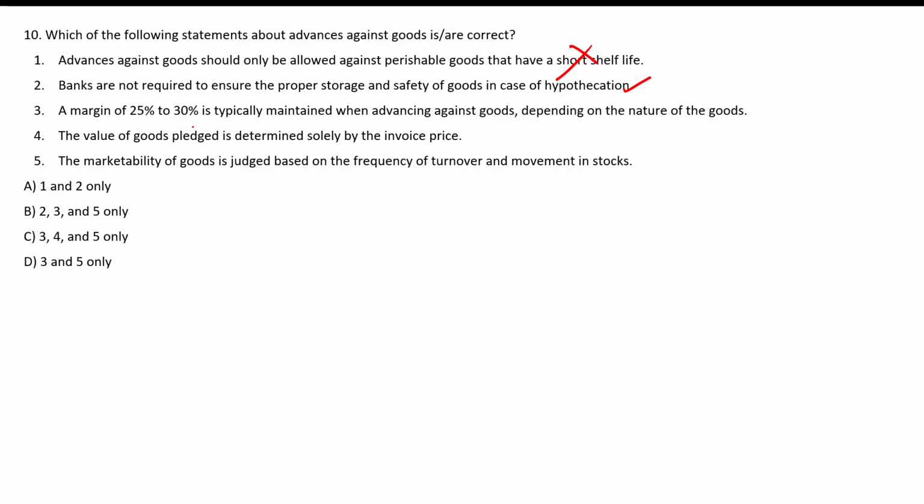A margin of 25 to 30% is typically maintained when advancing against goods, depending on the nature of the goods. This is also correct. The value of goods pledged is determined solely by the invoice price. So this is not correct. The marketability of goods is judged based on the frequency of turnover and movement of goods. So this is correct. So 2, 3 and 5 are correct, making option B the correct answer for this question.